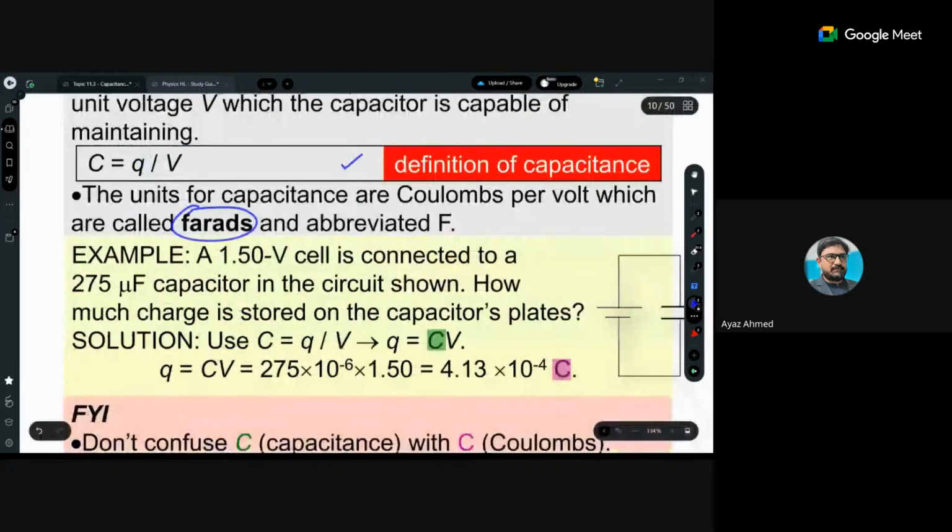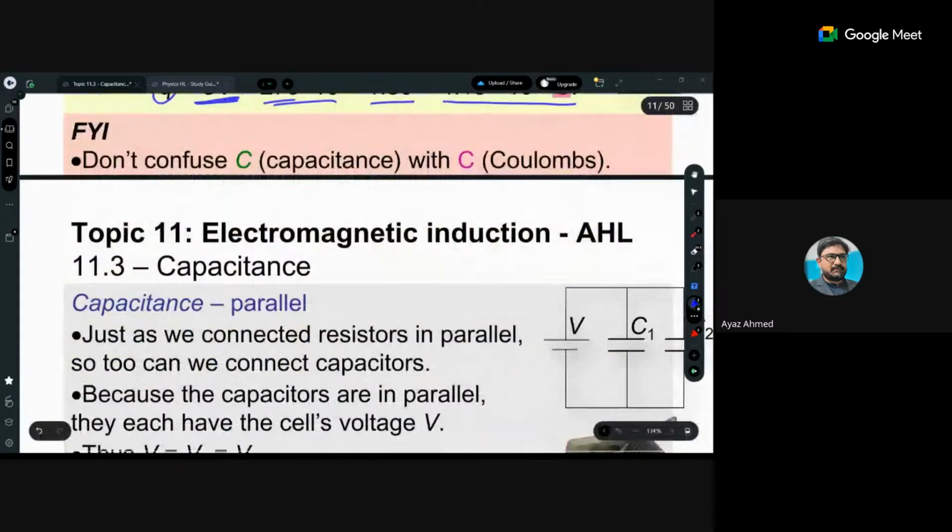Let's say I have a 1.5 volt cell connected to a 275 microfarad capacitor. How much charge will be stored on it? We will use this very simple equation: Q is equal to CV. Q is the subject here. C is given to me, capacitance is given, and V is given, so I will get the charge that will be stored. So this is the basic concept.